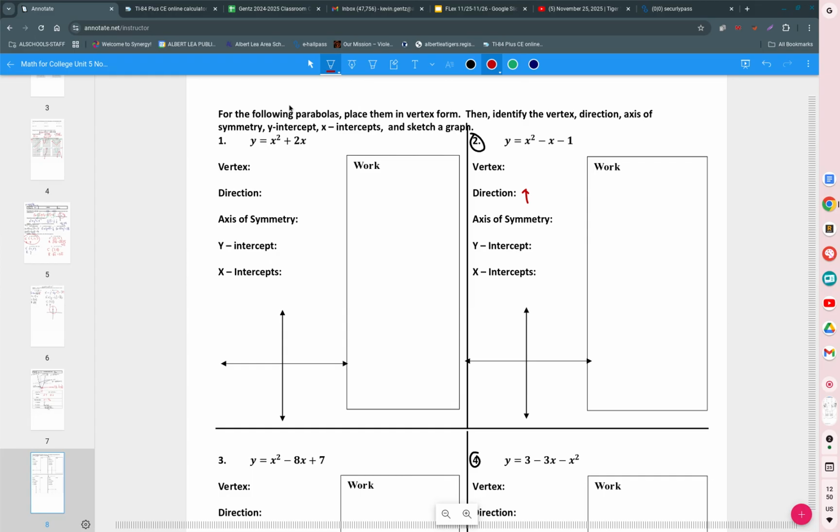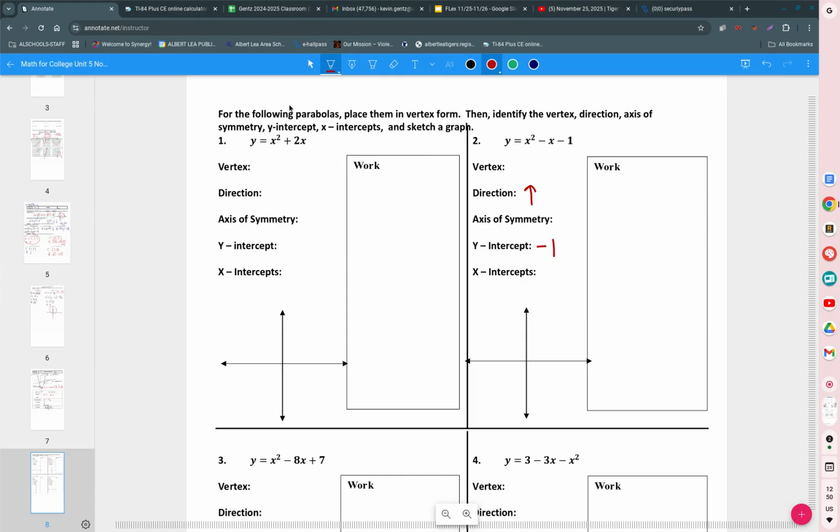And the y-intercept is the constant on the end, so it's -1. We don't want to be getting those wrong on the test, folks, okay? So we've got up and we've got -1.